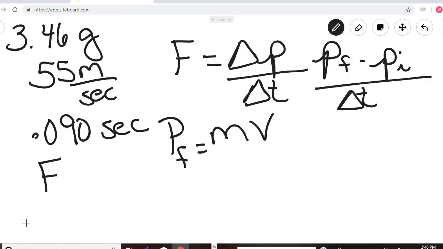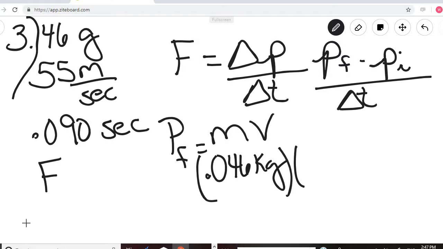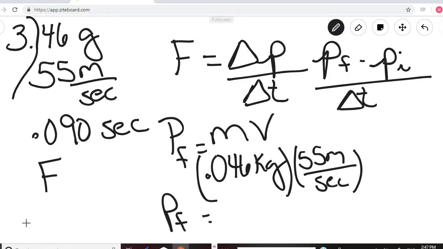So the mass is 46 grams. We need to change that to kilograms, so it's 0.046 kilograms, times its velocity of 55 meters per second. Okay, so the PF is going to be equal to 2.5 kilogram meters per second.